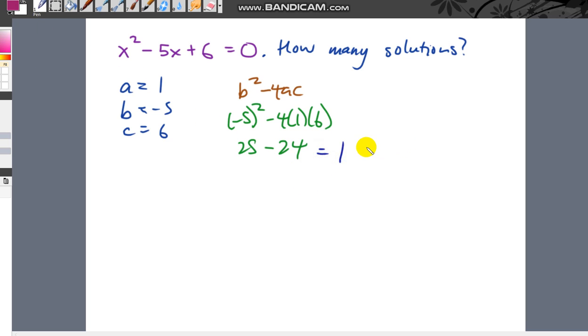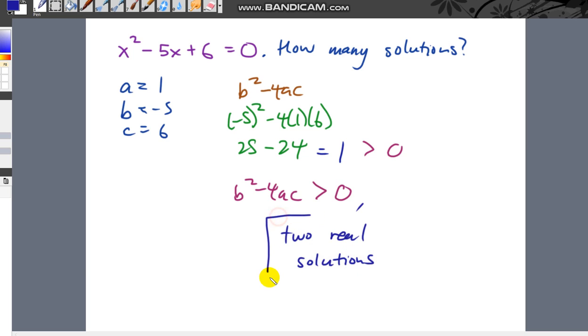Now the question becomes, is 1 greater than 0? Is 1 equal to 0? Or is 1 less than 0? Well, obviously 1 is greater than 0. So b squared minus 4ac, which we calculated to be 1, is greater than 0. So we have two real solutions.